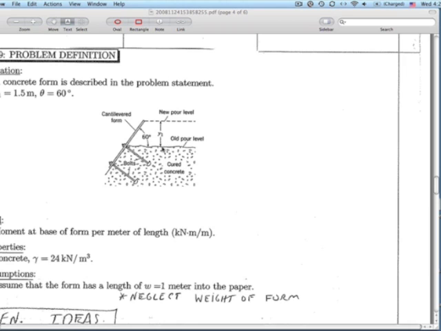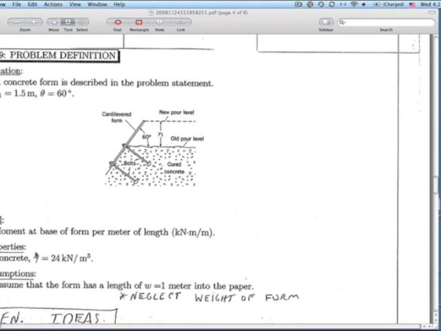So we're going to pour concrete to a depth of y1 equals 1.5 meters, and the form's at a 60-degree angle. The goal here is to find the moment at the base of the form per meter of length into the paper. We know the specific weight of concrete is about 2.5 times the specific weight of water. And just to make the problem easy, we're going to assume that the form has a length of W equals 1 meter into the paper, and we're going to neglect the weight of the form. So again, our goal is the moment right here at the base.